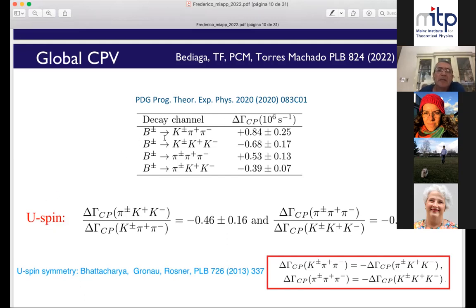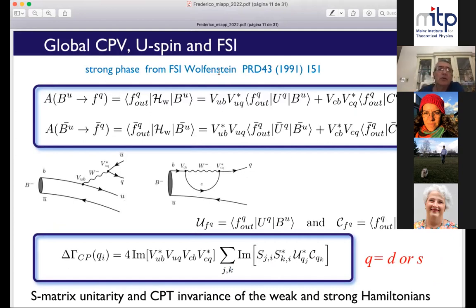And what U-spin symmetry says is that the global asymmetry in the width of this channel is equal to this channel, with a minus sign, and this channel and this channel. So you just exchange pions for kaons. And at the time, we got the data from the PDG 2020, so the sign was okay with the prediction from U-spin that predicts these relations. The magnitude, I saw recently, is very close to one in the new experiments. And so how do you build this? I mean, how do you put together final state interaction and U-spin symmetry?